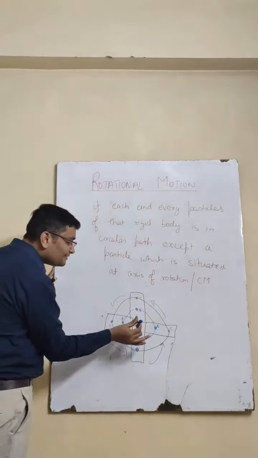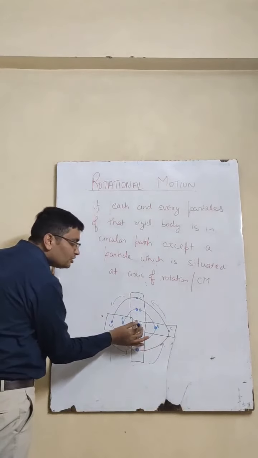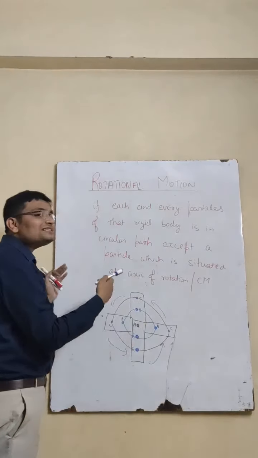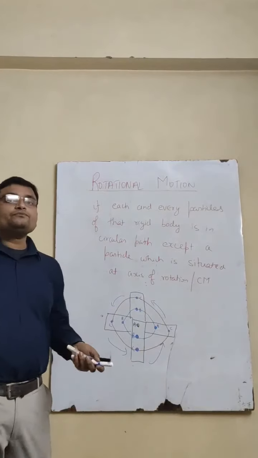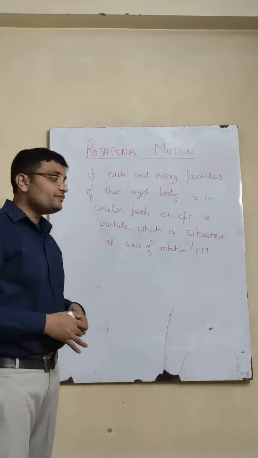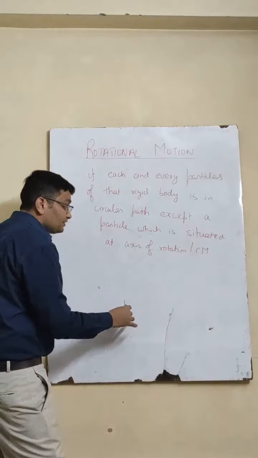Suppose I have pivoted this body at this point, then this is the axis of rotation. So except the particle which is at the axis of rotation or at the CM, that I will discuss later. Now let's discuss rotational motion when no axis of rotation actually exists.